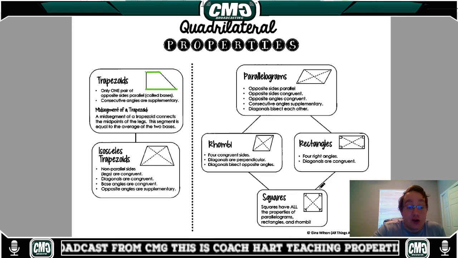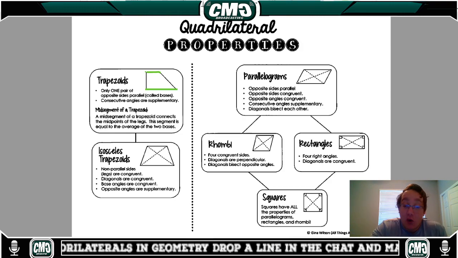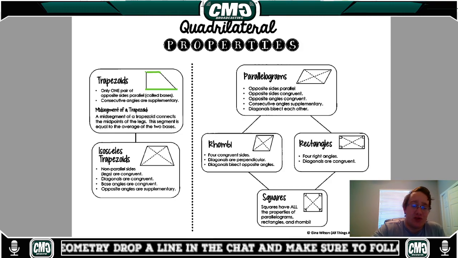So these are what we're going to use to determine whether our quadrilateral is a parallelogram, rectangle, rhombus, square, trapezoid, or even a kite. And a kite we'll get into.